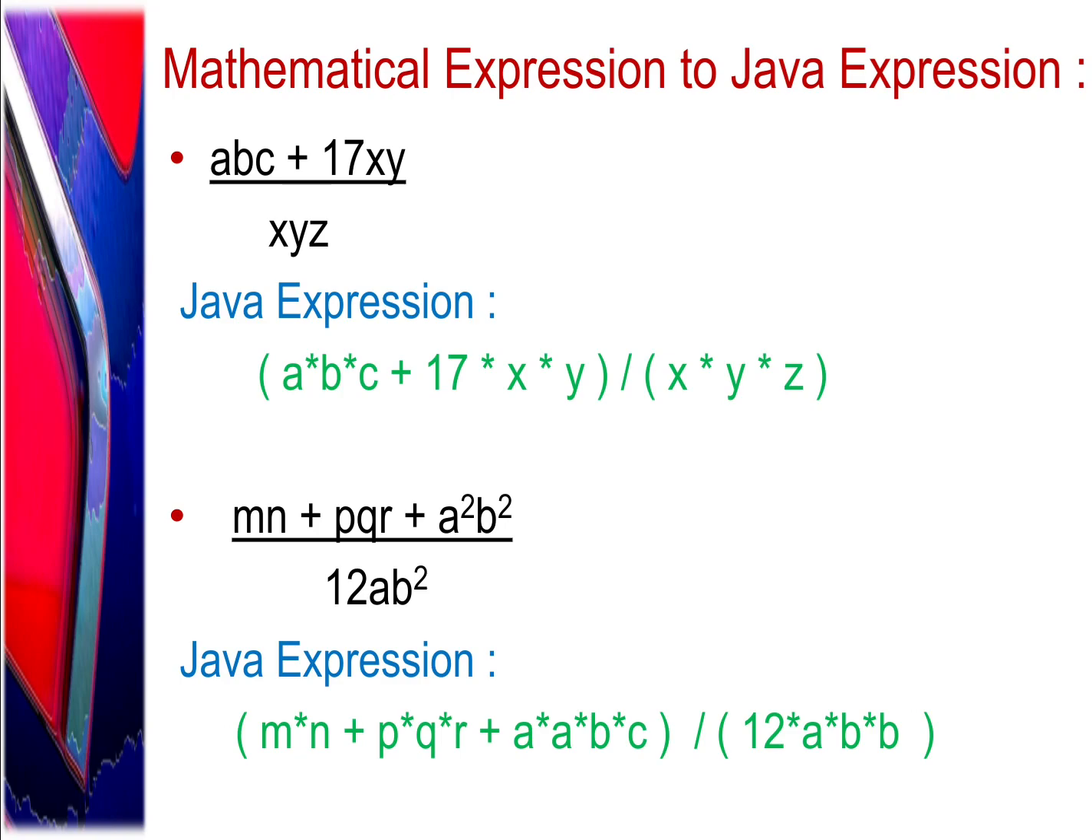And see, I have already written the mathematical expression in black color, and let's see how we are going to convert that mathematical expression into a Java expression. One mathematical expression we have is (abc + 17xy) upon xyz. We are going to convert this into a Java expression, but just remember a, b, and c. For us, a, b, c contain a multiplication sign in between all three of them, plus 17 into x into y, whole upon x into y into z.